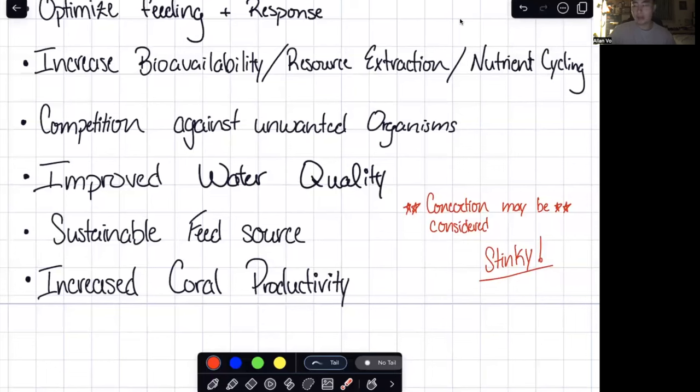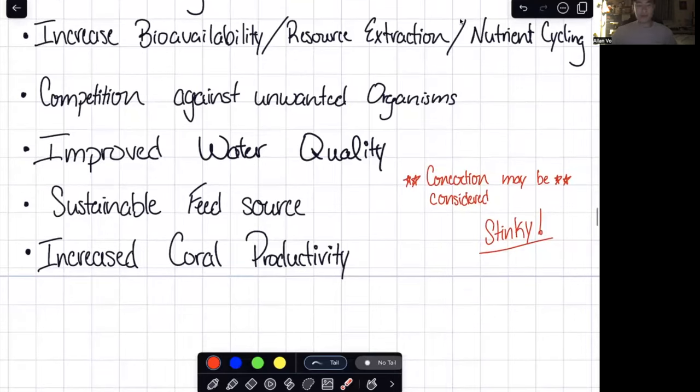Like I said, once you make that initial input of resources, the bacteria will start to replicate, and you'll only need to top off the culture once certain changes are observed, such as lower bacterial density, changes in odor, stuff like that. And at the end of the day, we get what we wanted. After all, we get increased coral productivity. The corals just grow faster. It's pretty nuts.